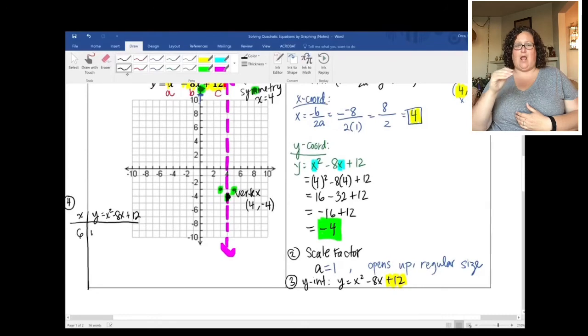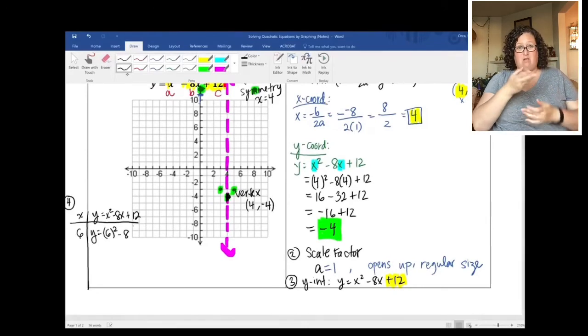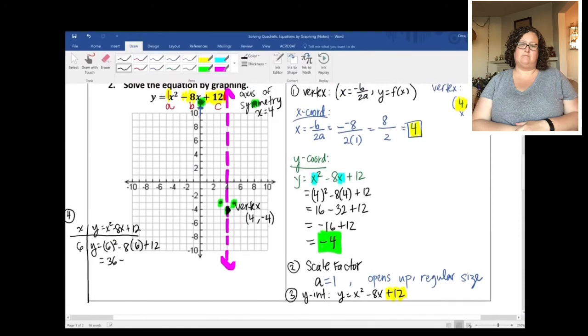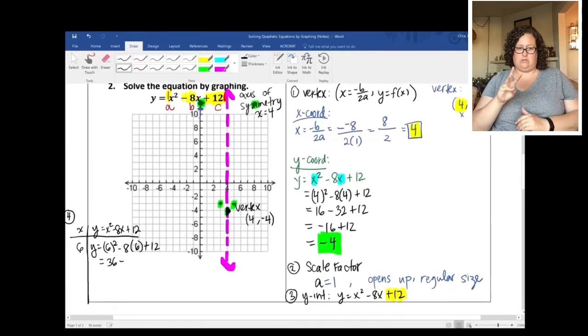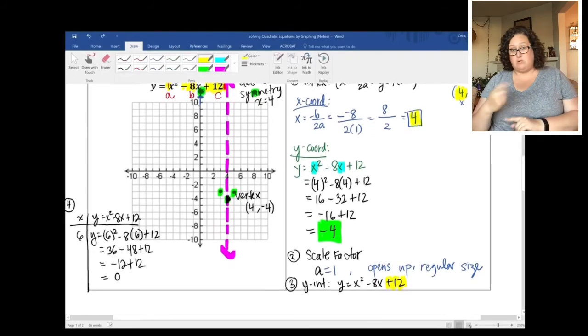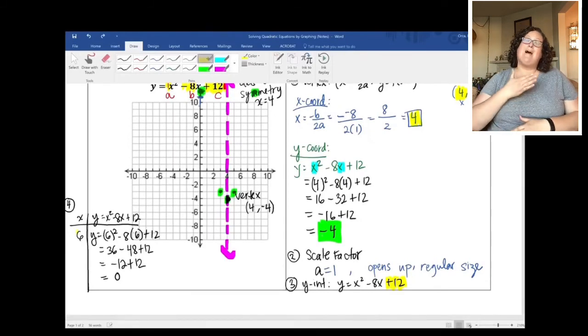Now take the 6 and plug it in. 6 squared minus 8 times 6 plus 12. 6 squared is 36. Negative 8 times 6 is negative 48 plus 12. 36 minus 48 is negative 12. And negative 12 plus 12 is 0. So my next point is at 6, 0.